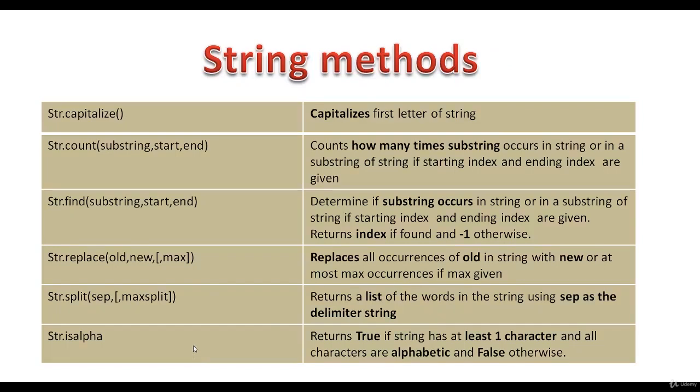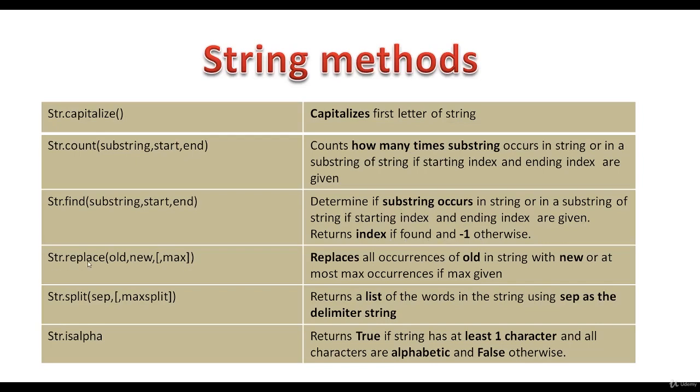String method. String object dot capitalize, it will capitalize the first letter of the string. Then the string object dot count substring. Optionally you can give start and end index. It counts how many times substring occurs in a string. Then string object dot find substring. It will determine if the substring occurs in a string. It will give the index if it is found or -1 otherwise.